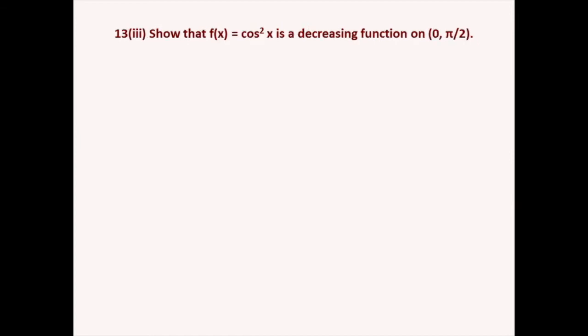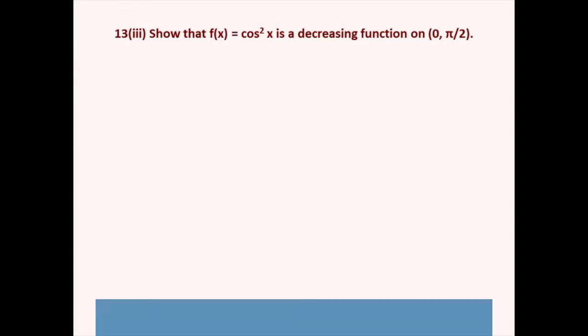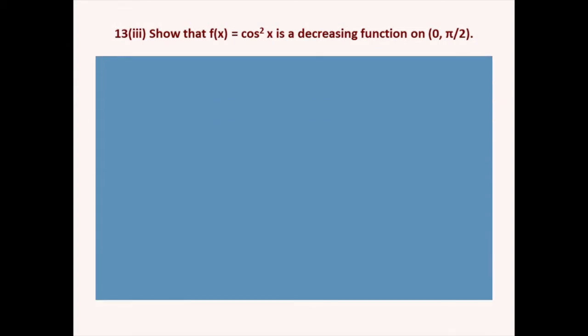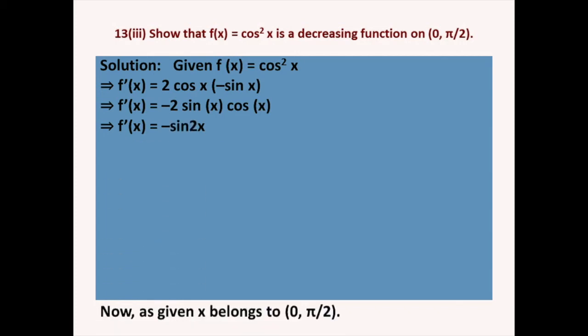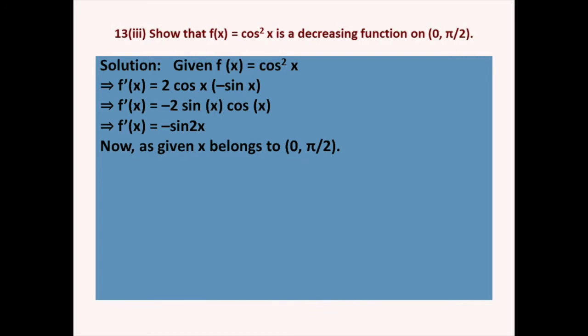The next question I have picked up is the 13th question, third part, which says f(x) equals cos square x is a decreasing function on the interval 0 to pi by 2. So the function given to me is cos square x. First step, I differentiate and I get the answer as 2 cos x times minus sin x, which can be simplified and written as minus 2 sin x cos x, which is further giving me minus sin 2x.